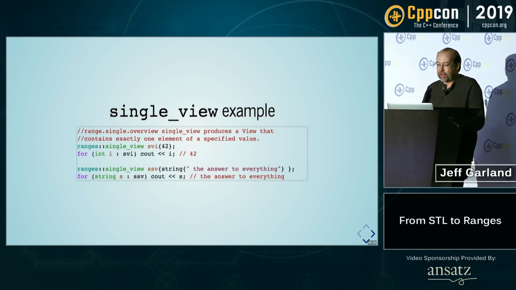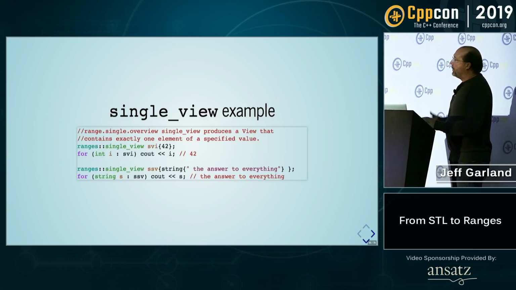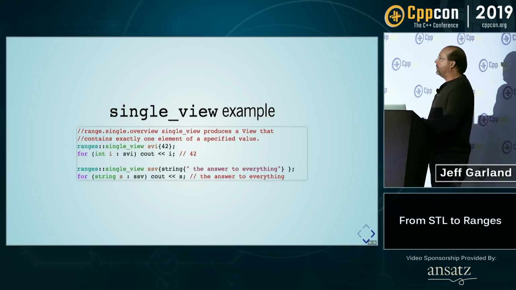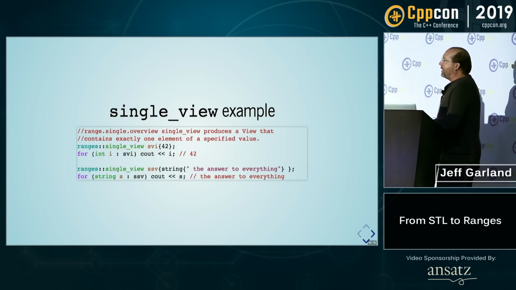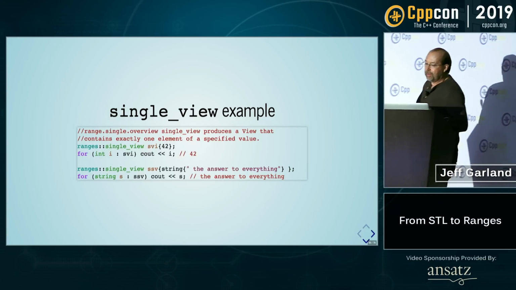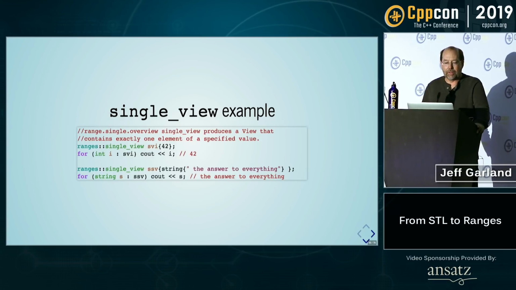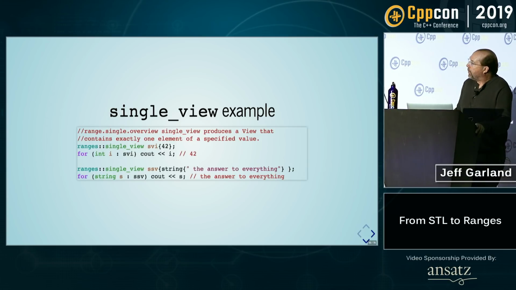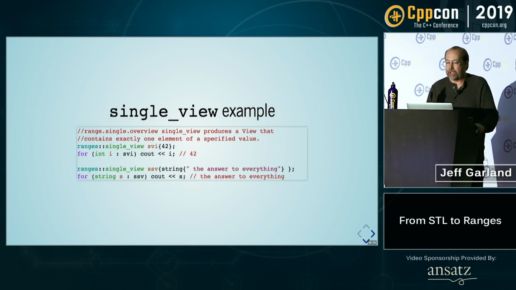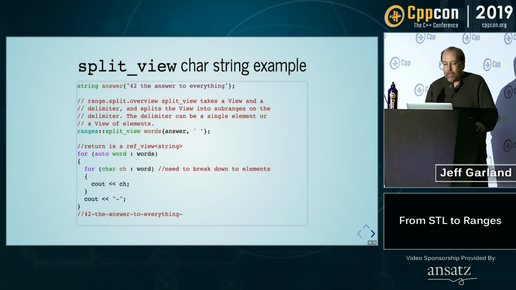And single view is a very similar kind of thing. It has actually only a single value, and it is a weird view in that it actually contains said value. So it's the one view that's a little different. But again, you can see you just iterate normally and naturally. And then there's split view.